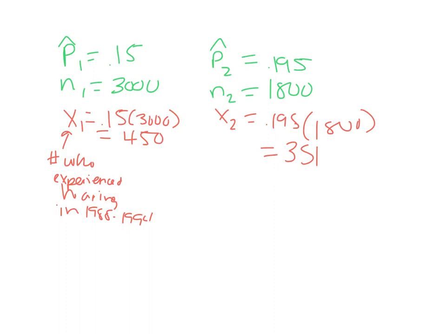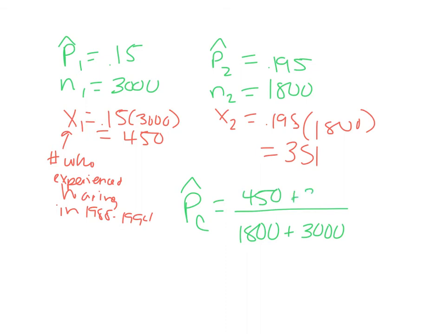Okay, so now what I'm going to do is combine these into one sample proportion, and I'm going to call it p-hat C. C is for combined. This p-hat, remember, is the p-hat that we would get if we assume that our null was true. So what we would do is add together the sample sizes, and add together the number from each one. And this is going to be our overall proportion.